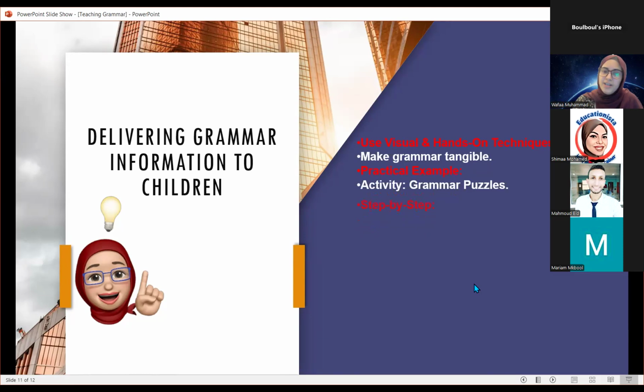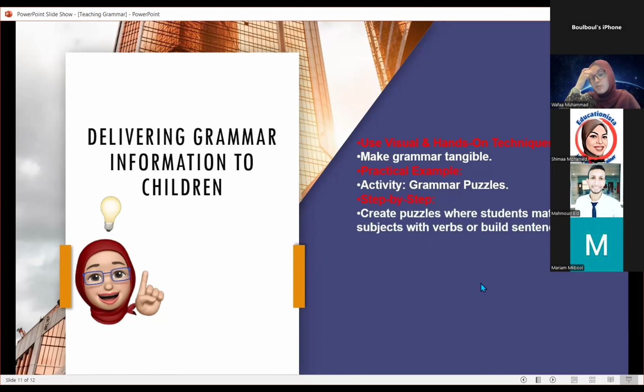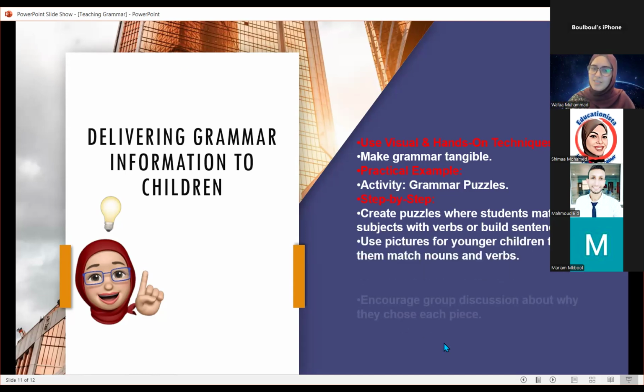Let me give you an example. One of them is creating puzzles, where students match subjects with verbs to build sentences. You give them flashcards with a lot of words. Some of them are nouns, some of them are pronouns, and you ask them to make their own sentences. You are engaging their minds, and at the same time they're having fun, right?